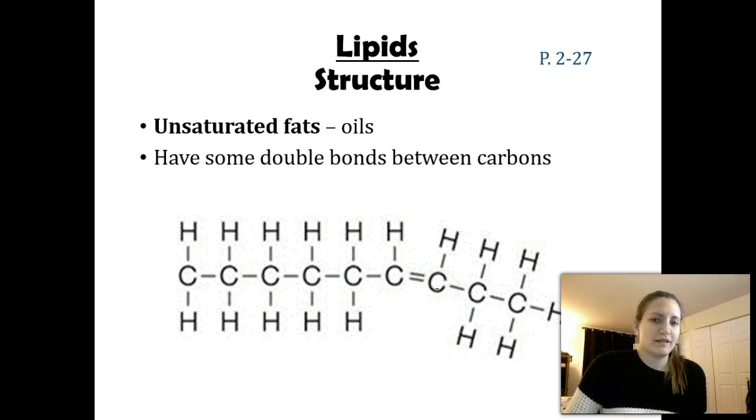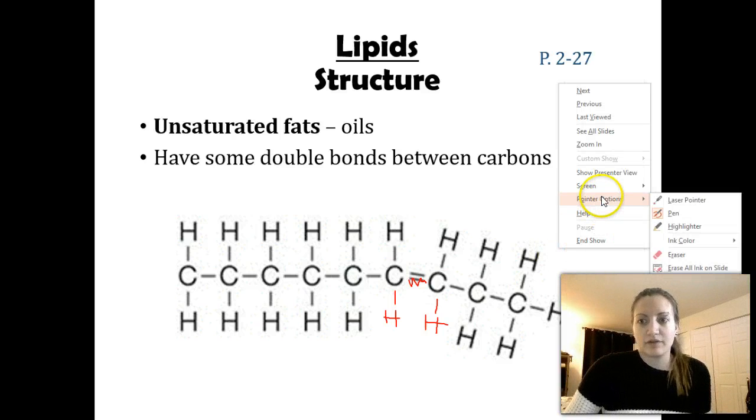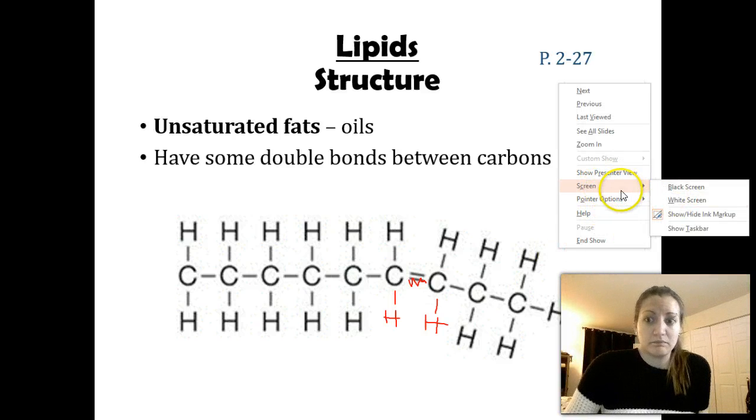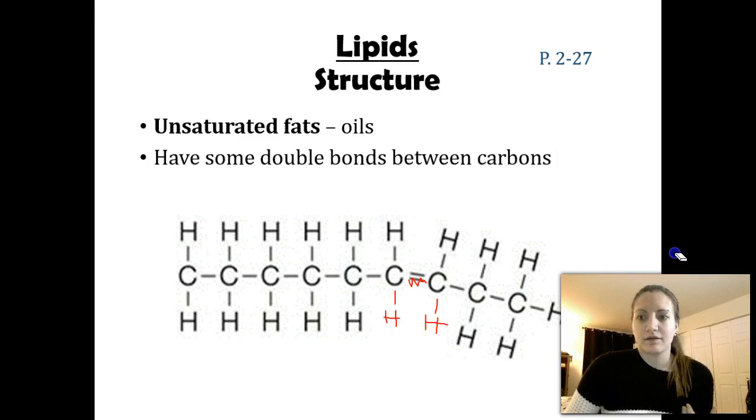But it's not full up with hydrogens. If this was a saturated fat, we wouldn't have this, and each of these carbons would be bound to hydrogen. That's a saturated fat because that molecule is holding the most amount of hydrogens possible. However, this isn't. Unsaturated fats are not saturated. They are not holding as much hydrogen as they could be.